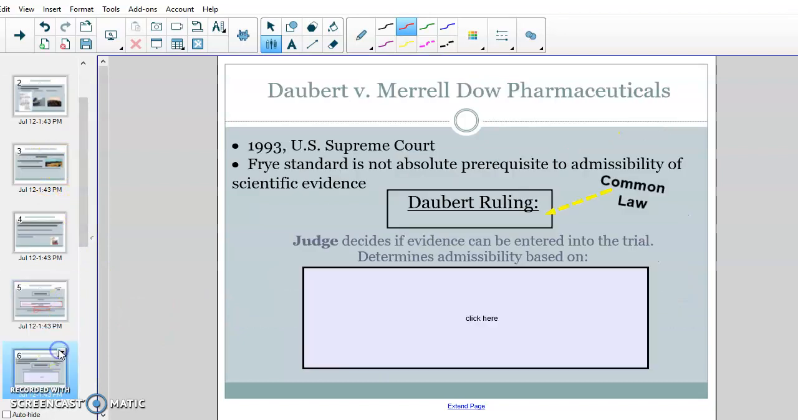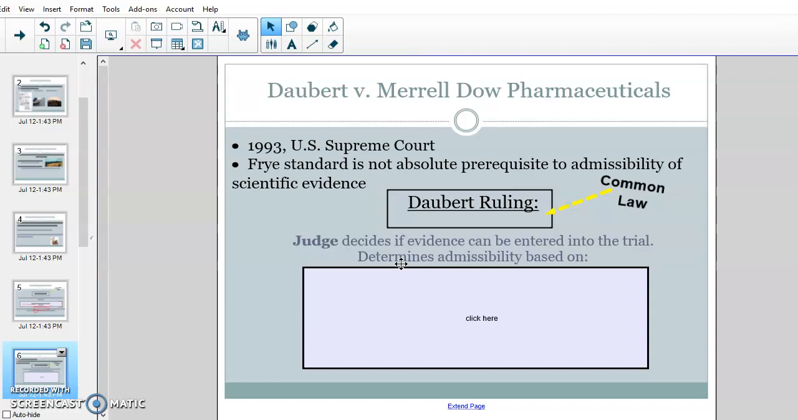Then, in 1993, the Daubert versus Merrell Pharmaceuticals case made it all the way up to the Supreme Court. This was a case where a family was suing Merrell Pharmaceuticals because a drug that the mom had been given during pregnancy, they said had caused birth defects.